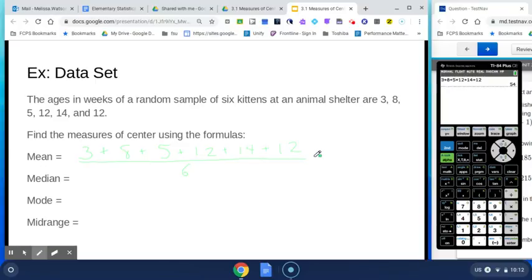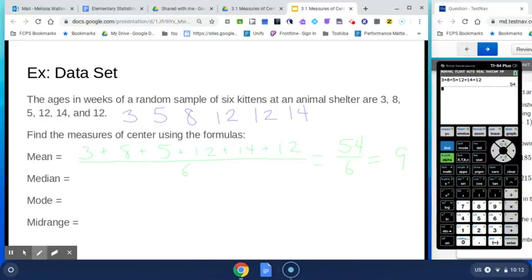If we add those numbers together, I've done that on the right on my calculator, I got 54, and we're going to divide that by 6. That gives us a mean of 9. All right, the next measure of center that we're going to do is the median. In order to find the median, we first need to order the numbers from least to greatest. So 3, 5, 8, 12, 12, and 14 are these numbers ordered.